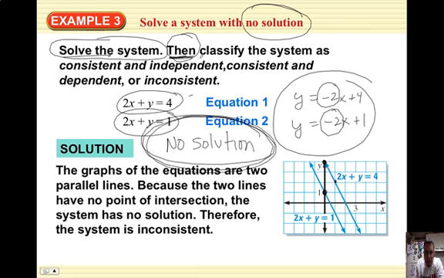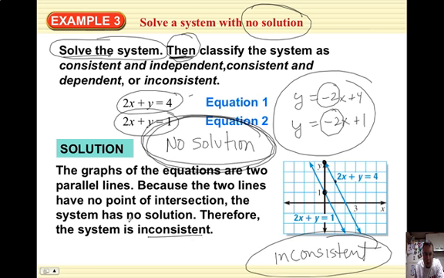Next it says then classify. So is it consistent independent, consistent dependent, or inconsistent? Well, the only one that fits is inconsistent. Inconsistent means there are no solutions for this whole system. So part 1 is no solution, and part 2 is inconsistent. Okay? So know your vocab. Inconsistent, no solution. Alright, so we went over one that you had a solution.